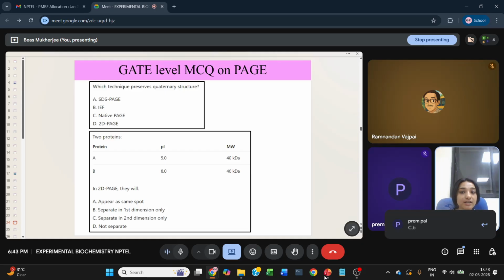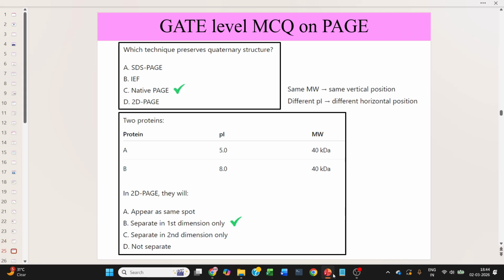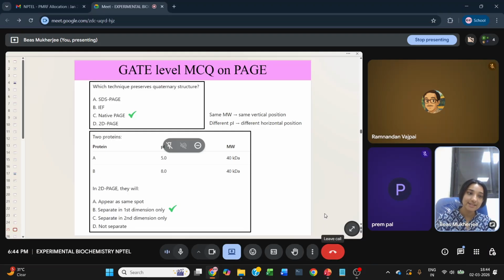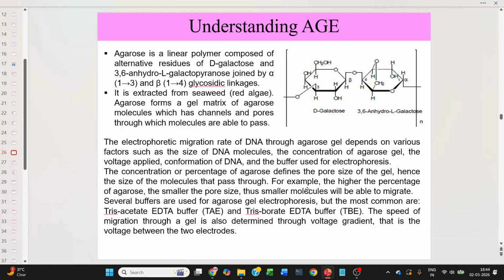So in 2D gel, they will appear as the same spot, separation in first dimension only, separation in second dimension only, and no separation. Okay, let's look at the right answers. Yes. So it is C and then B. Very good. So you guys are understanding. That is very good.